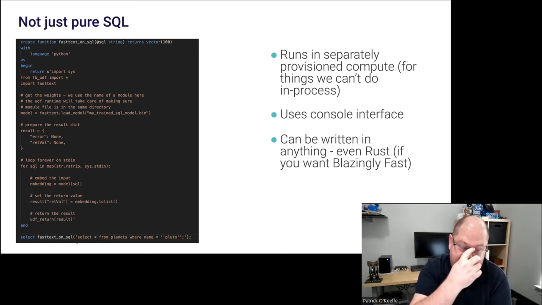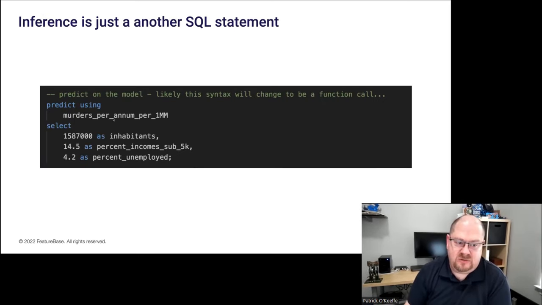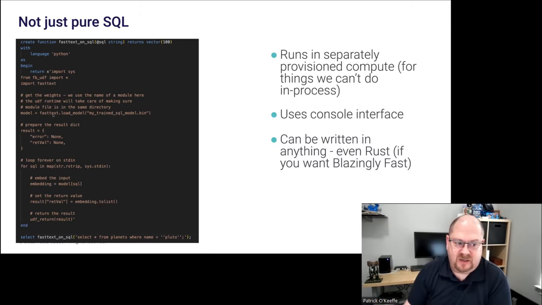And in this particular case, there's some stuff in the runtime that lets you do stuff like load model, and it'll work out that that name maps to some schema object that actually has that bin file stored somewhere, where it could be loaded into this sandbox before it's executed. In this particular case, this was fastText, which we trained on a bunch of SQL, and we just want to get embeddings back from SQL that we pass in.